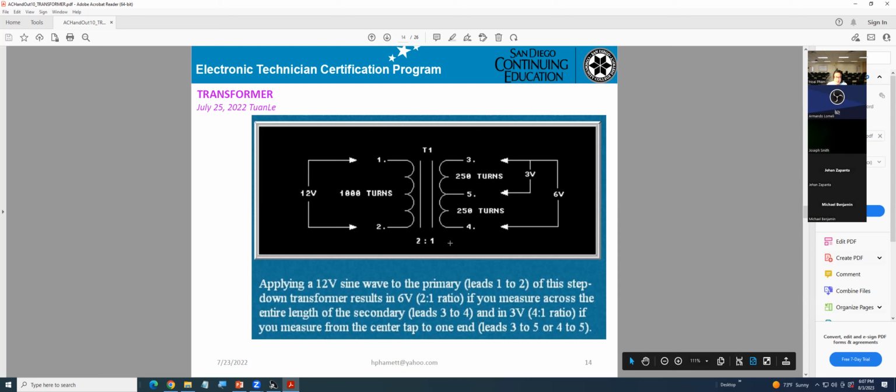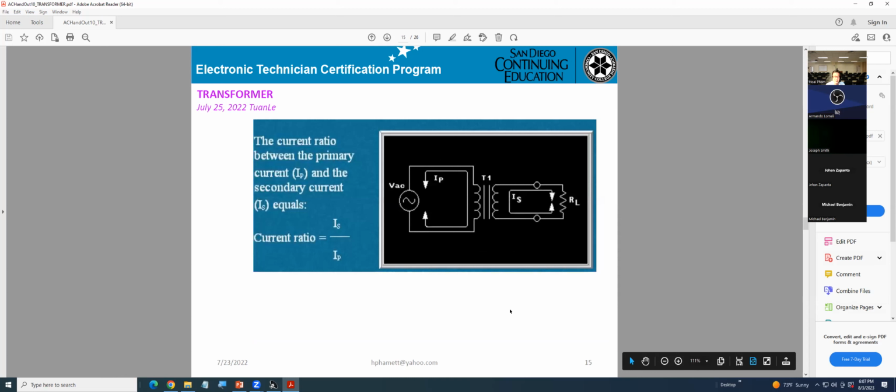Okay, so basically that will be the same when you're doing the level in a transformer. Then you can read again the current ratio between primary and secondary. Current ratio means IS over IP, I of secondary divided by I of primary.